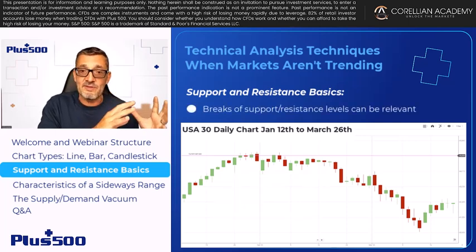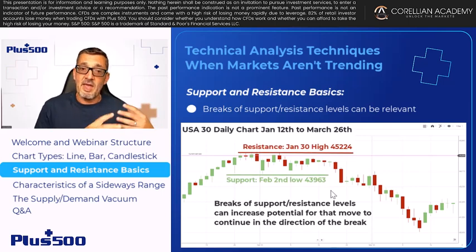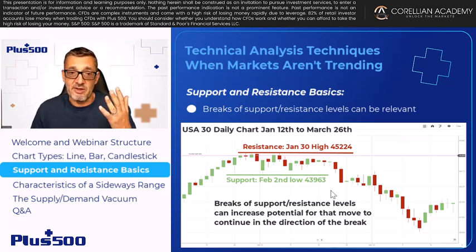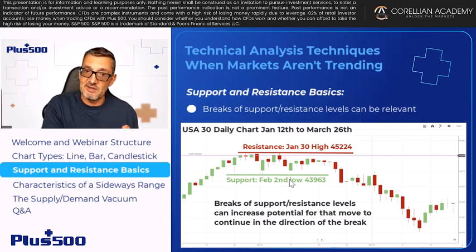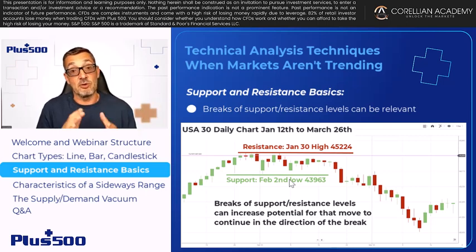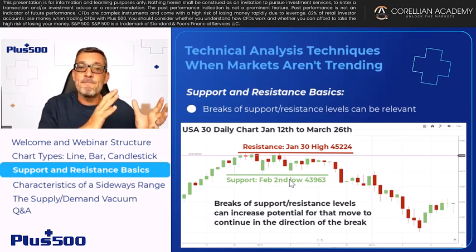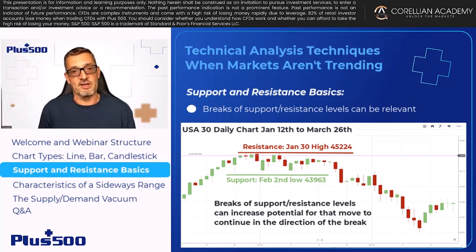It is also important to understand that breaks of support or resistance levels can provide other important information from a trading perspective. For example, if a price level where buyers or sellers have previously been found is broken on a closing basis for the time period being analysed, so that's a daily basis if you're looking at a daily chart, a 1 hourly basis if you're using a 1 hourly chart, and a 5-minute basis if using a 5-minute time frame, there may be an increased potential for that move to continue in the direction of a break.